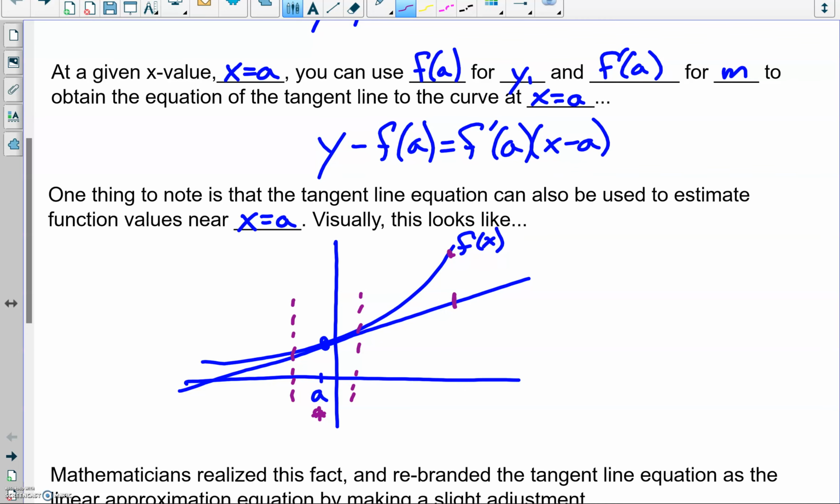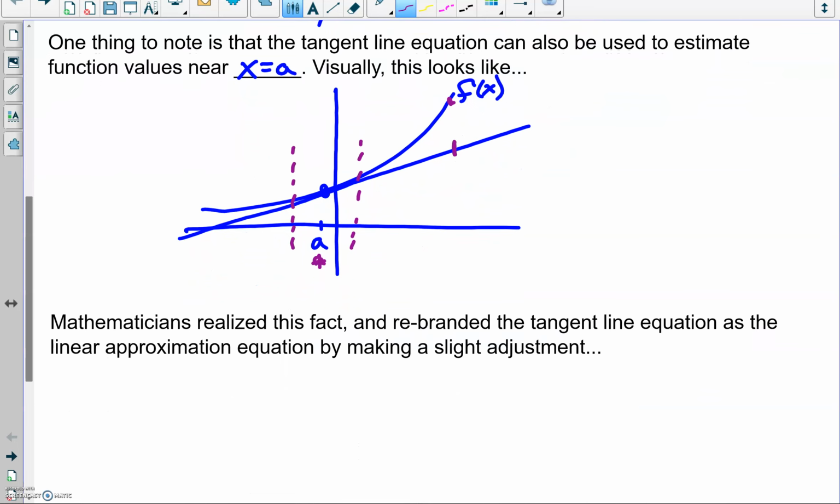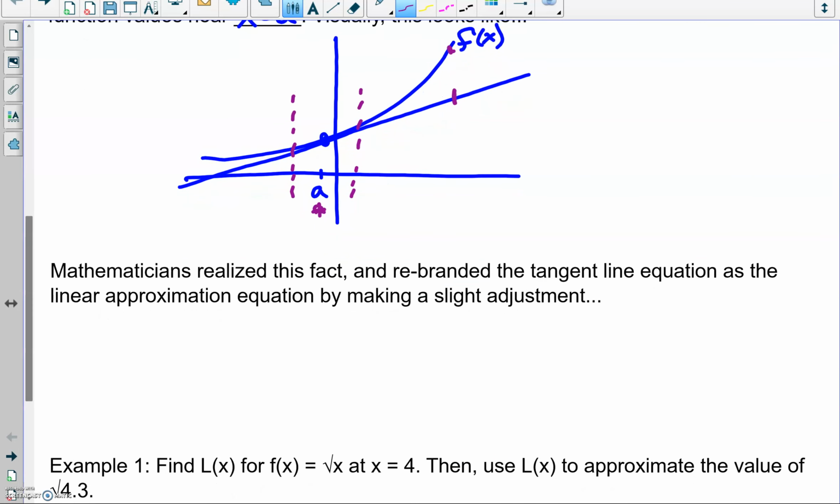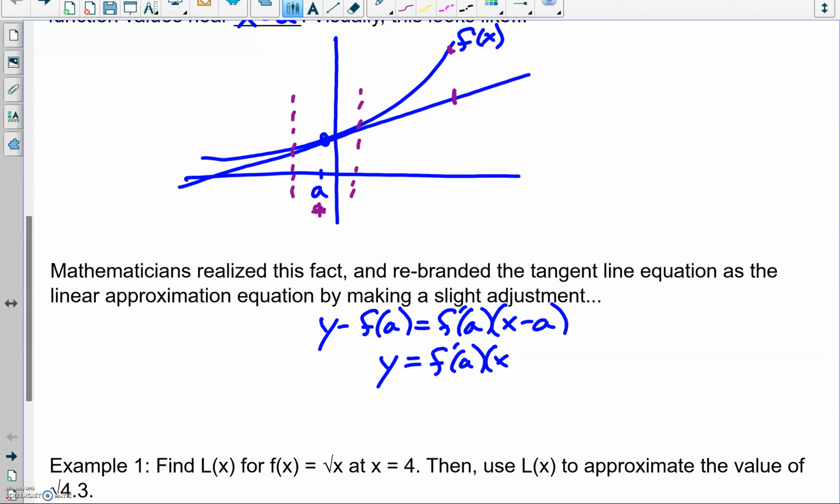But mathematicians realized that this tangent line can actually be used to approximate function values, and they basically rebranded the tangent line equation as the linear approximation equation by making a slight adjustment. We start out with y minus f of a equals f prime of a times the quantity x minus a. Then I'm going to solve for y, so we get y equals f prime of a times the quantity x minus a, plus f of a, adding that f of a to both sides to get y alone. And brace yourselves, this is where all the magic happens.